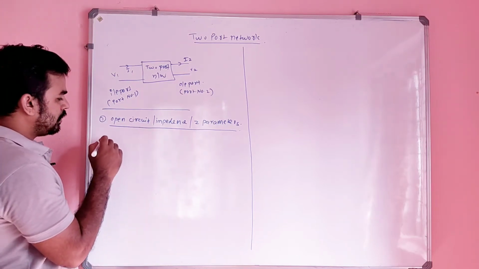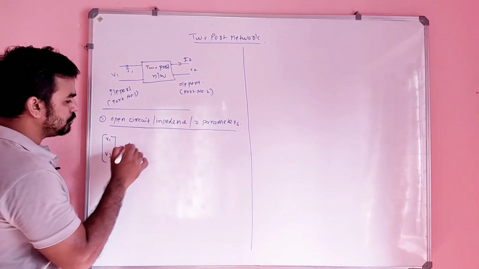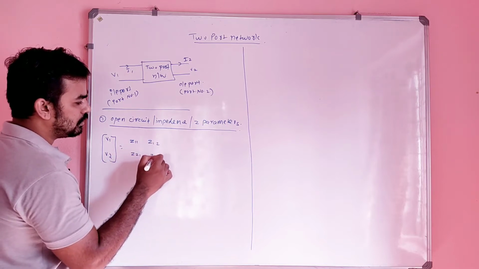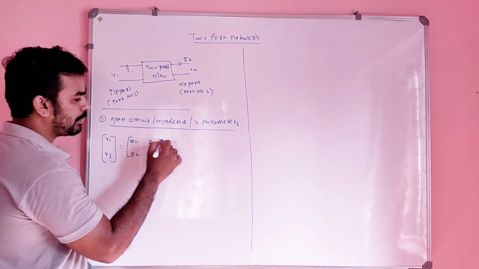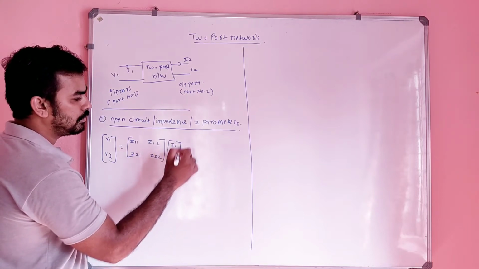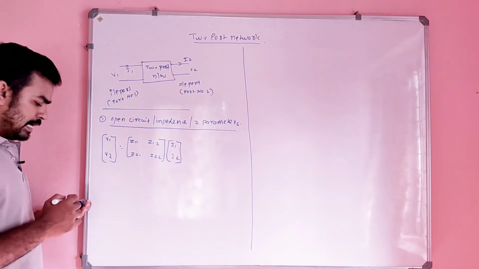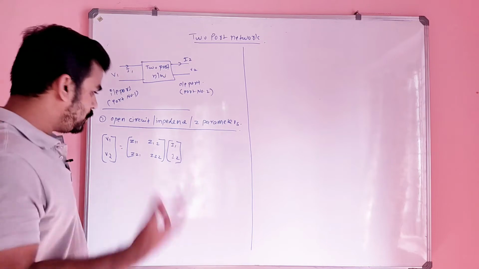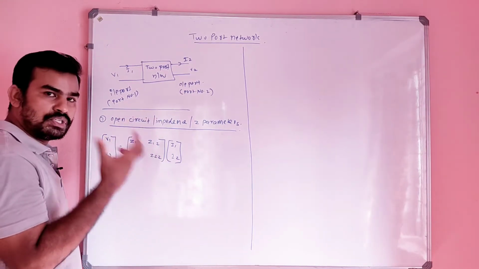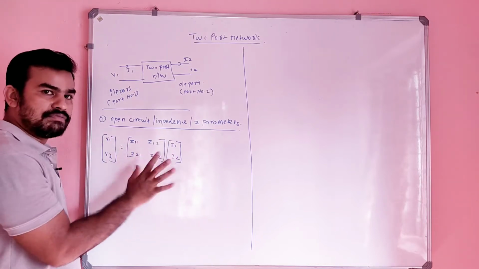Suppose this is V1 and V2, with Z11, Z12, Z21 and Z22, and this is I1 and I2. If a two-port network is represented by, or satisfies, this equation.